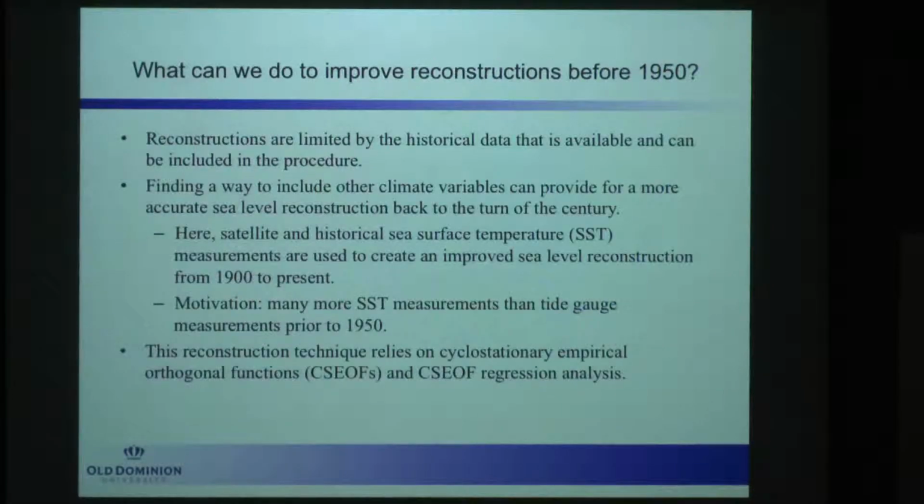So what we can do is, with the CSEOF analysis and building in a simple regression technique, we can use measurements of other climate variables to reconstruct sea level before 1950. So here we're using historical sea surface temperature, SST, measurements to improve sea level reconstruction from 1900 to present. The motivation for this is simply that you have many more SST measurements back to 1900, and these are taken in the interior of the ocean basins. So they're much more useful than the respective tide gauge measurements that we have.